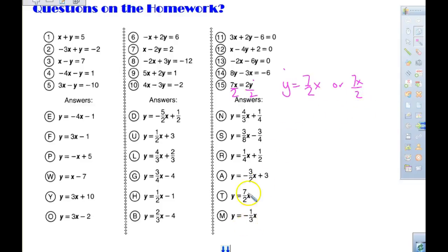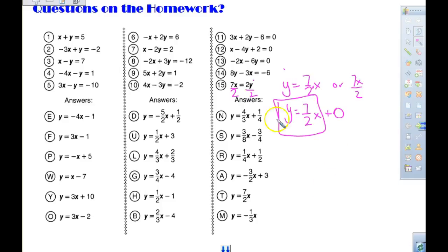Yes. But notice that these answers always take the x times a fraction or number. Remember that this would be the same as 7 over 2x plus 0. Same with these down here. If there's nothing there, that's like a plus 0. So this was your answer, okay?